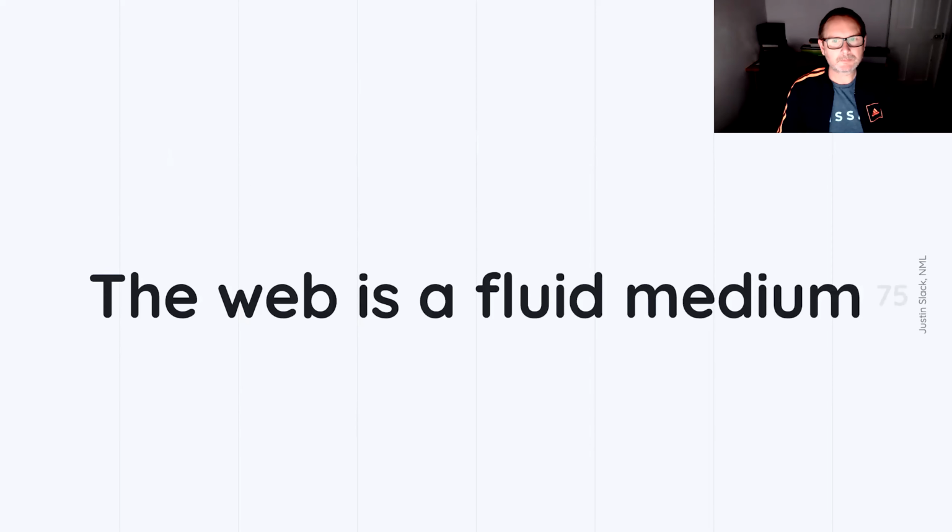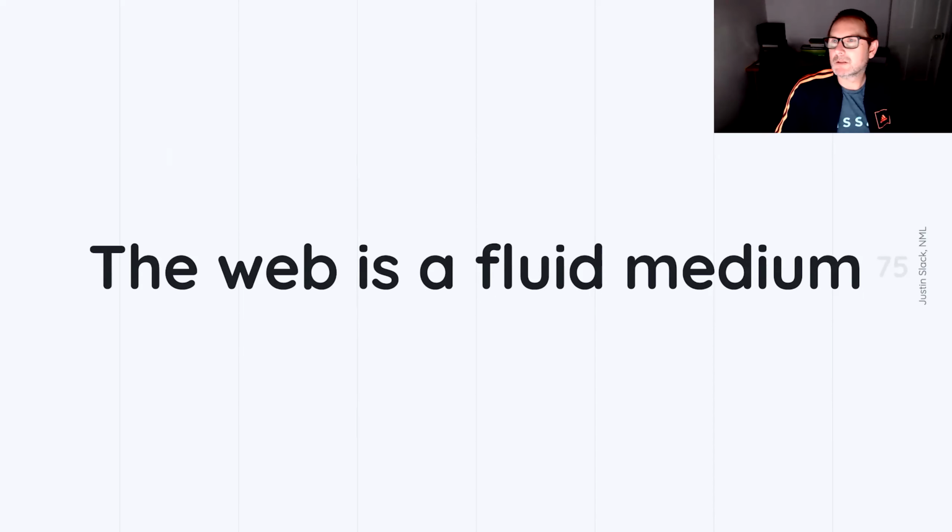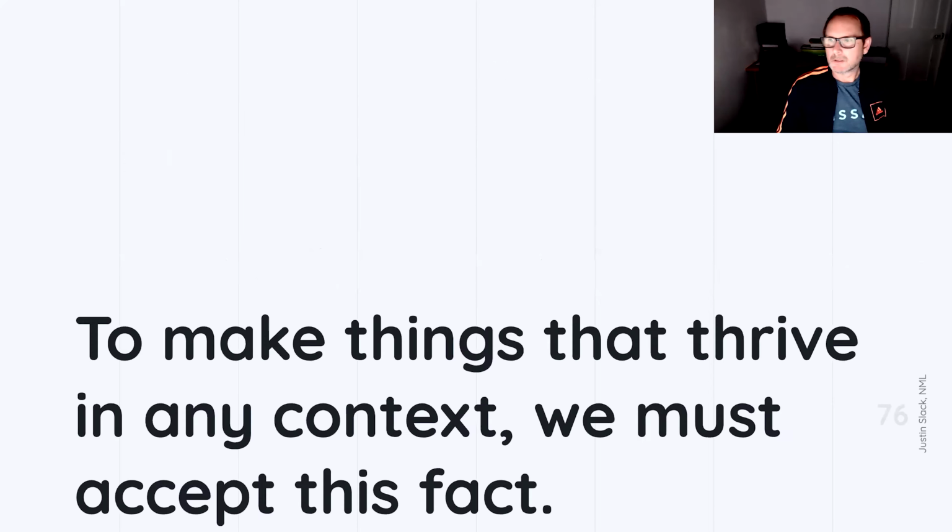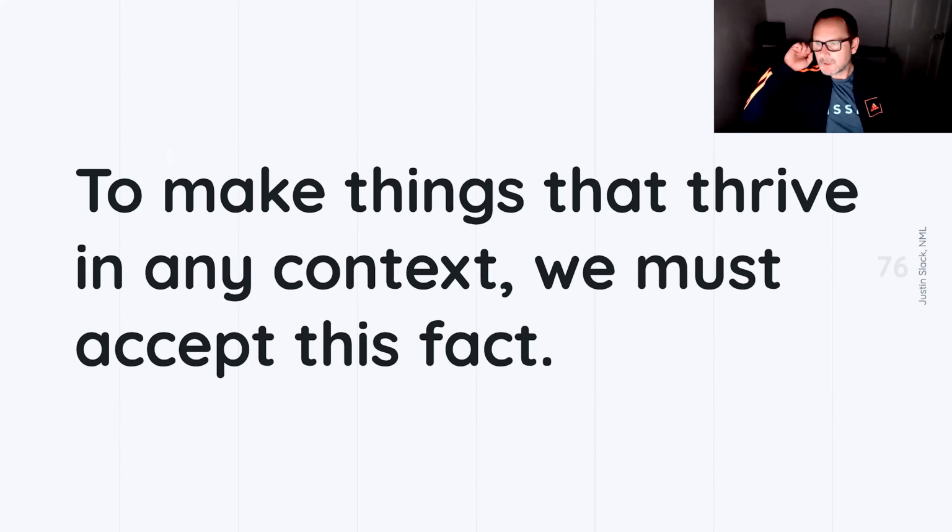had before. The web's a fluid medium, and we broke that with all those fixed widths and tables and Flash movies and all that kind of stuff. But now we have an opportunity to fix that and get back to designing for the medium itself, rather than trying to make it emulate something that it's not. Okay, so if you're going to make things that thrive in any context, we must embrace and accept the fact that the web is not a fixed medium. Designers don't like it when I say this.